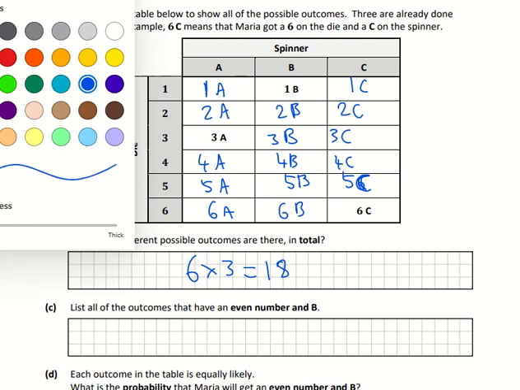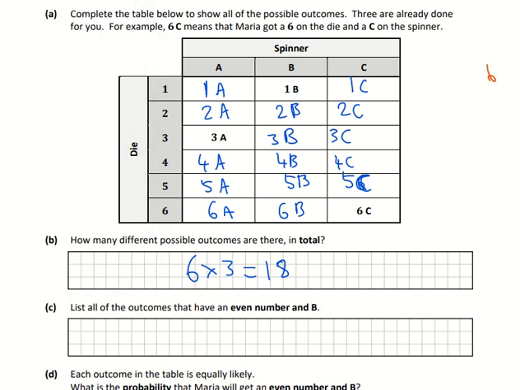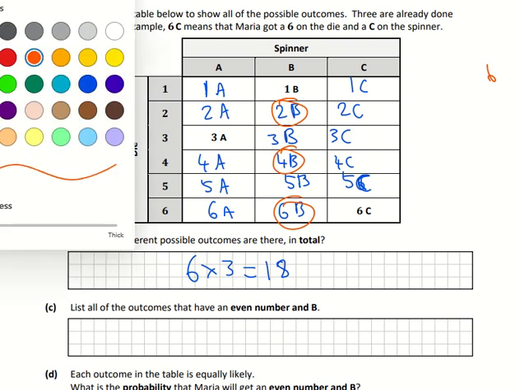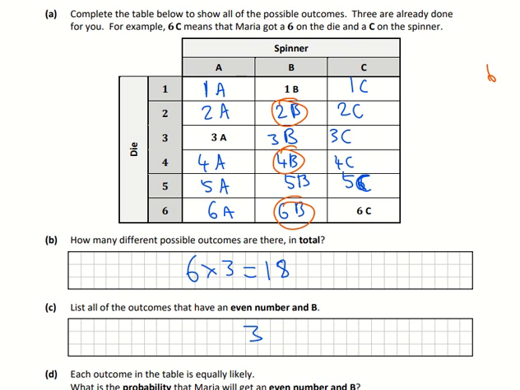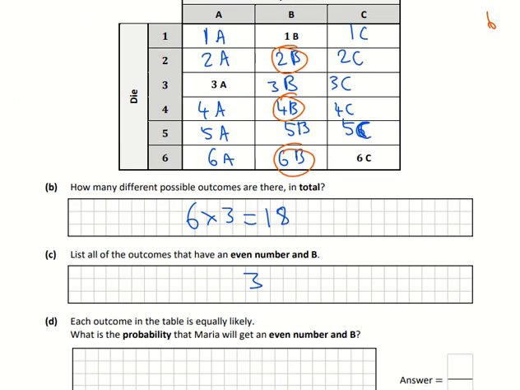List all the outcomes that have an even number and B. Well, we can go through them. If I mark them, well, that's an even number and B. That's an even number and B, and that's an even number and B. There's no point looking in any other column because it doesn't have B in it. And then the 1, 3 and 5 obviously aren't even numbers. Therefore it'll just be 3. So 3 out of the 18.